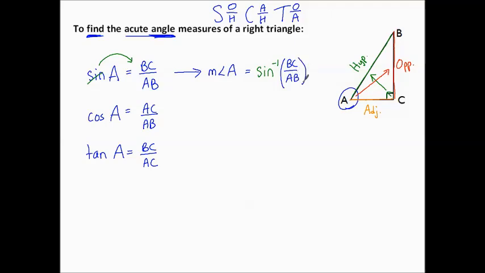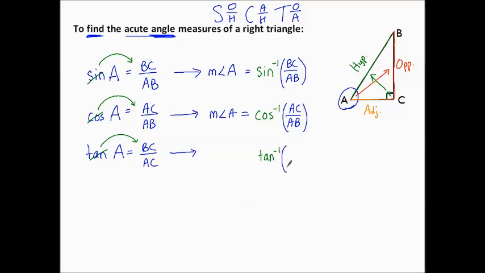So notice what I did. I just took sine from here, moved it to the other side by taking the inverse of the other side. I like to write measure of angle A because ultimately I'm finding the measure of an angle. Let's show that for cosine and tangent. Measure of angle A is equal to, take the cosine, move it to the other side by taking the inverse cosine of the other side, AC over AB. Take the tangent, move it to the other side by taking the inverse tangent of what is on the other side, BC over AC. So, measure of angle A equals these ratios.